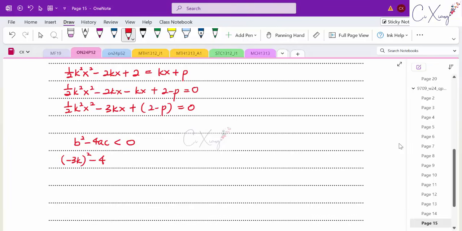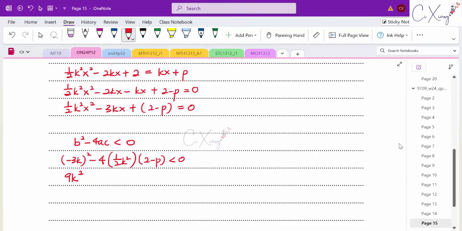What is the coefficient for the a? What is the coefficient for the x squared? A is the coefficient of x squared, which is half k squared. So you can put in half k squared here. Then what is the c? C is this constant term, which is 2 minus p. And it is smaller than 0. Okay, then we try to simplify everything.